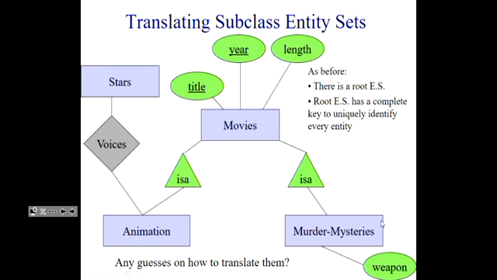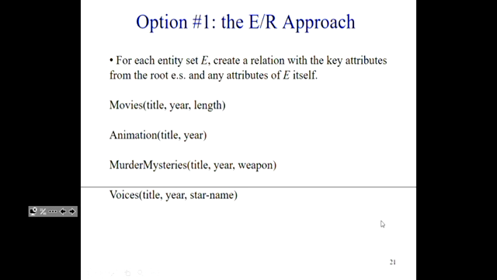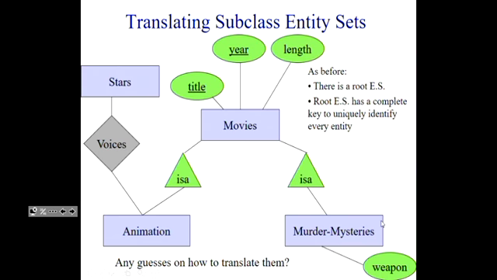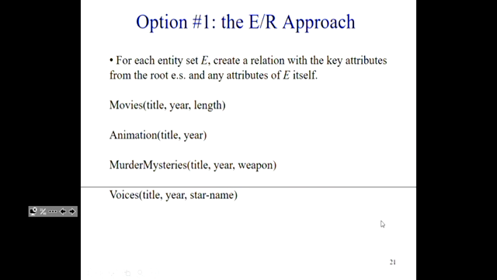So here you had the root class, which is movies, and 2 subclasses, animation and murder mystery. So you would create 3 separate relations. And here, if you notice, title and year are underlined, and therefore that's your key. So you're going to refer to title and year in each of the relations that correspond to the subclasses. Okay, so that was the ER approach.